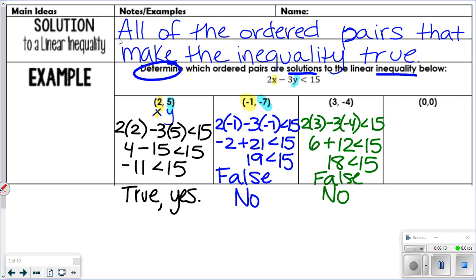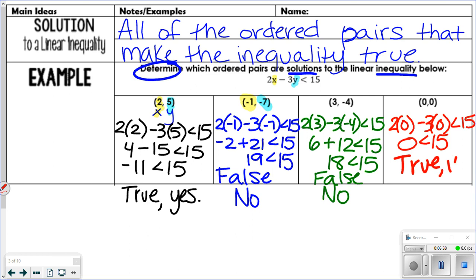And let's plug in (0, 0). So 2 times 0 minus 3 times 0. Well, anything times 0 is 0, so this is 0 minus 0, which is just 0. Is 0 less than 15? So this would be true. So I could say yes, (0, 0) is in my solution region.